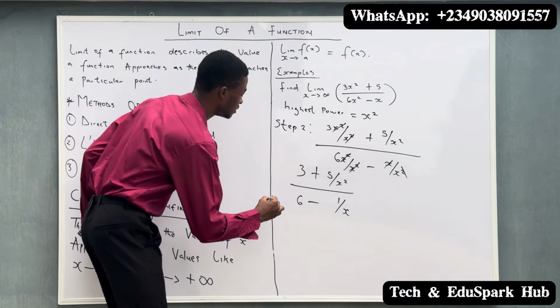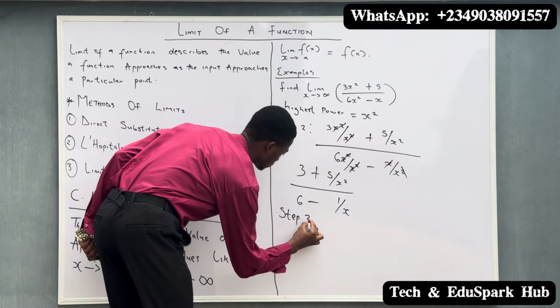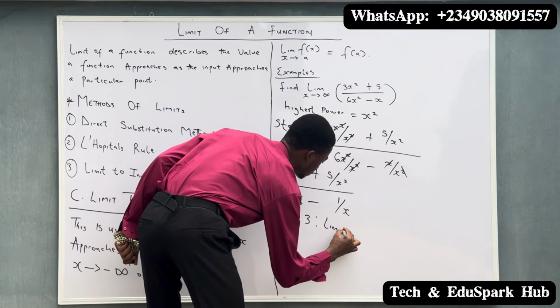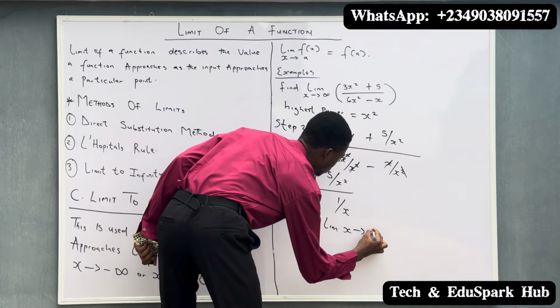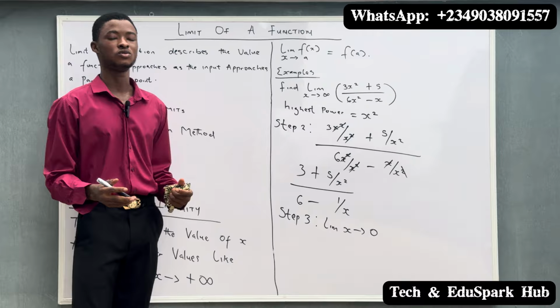So the last step, which is step 3, is to take the limit of x to 0. So that means that anywhere you see x, you are going to equate it to 0.